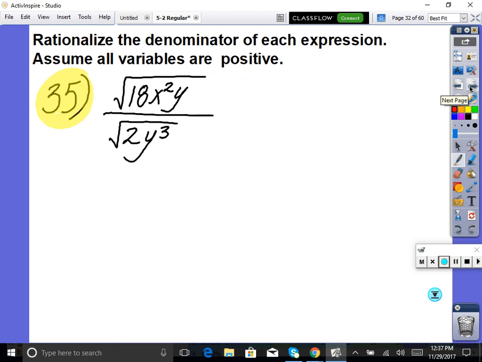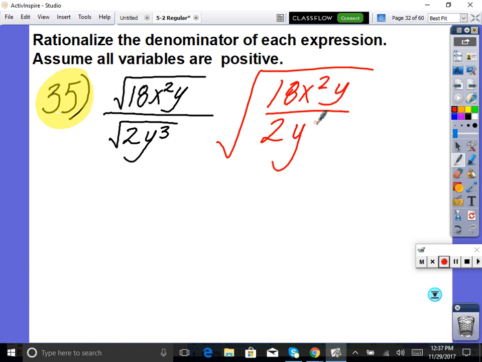Okay, look at number 35. Don't you think we should put them together and simplify first? Okay, let's quickly do that. We have our 18x squared y on top, and on bottom we have a 2y cubed. Make sure you put things in the correct spot. We have the square root. 18 divides by 2 and becomes 9 on top. X squared is still on top, isn't it? Now, shouldn't I have a y squared on bottom?